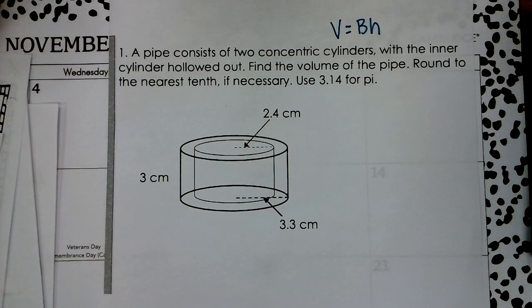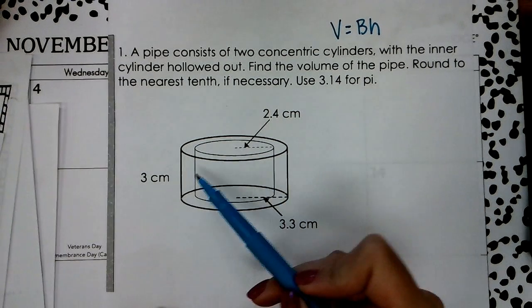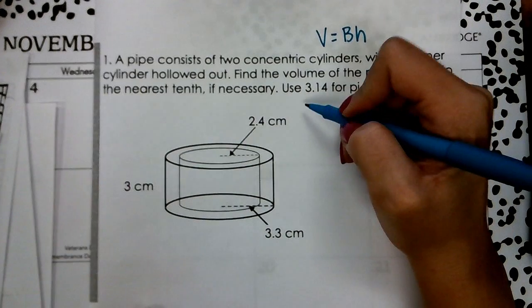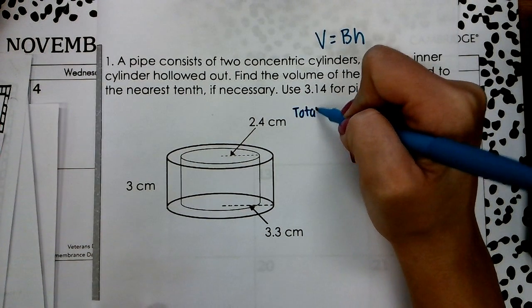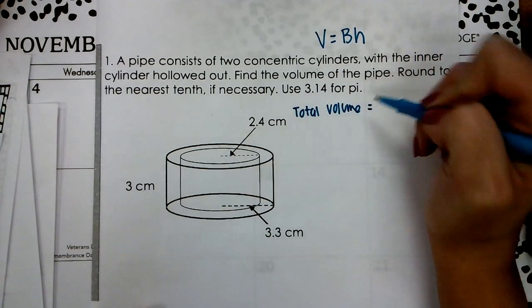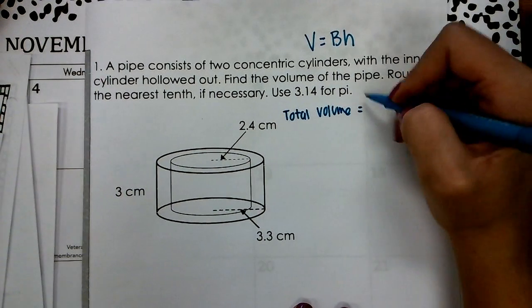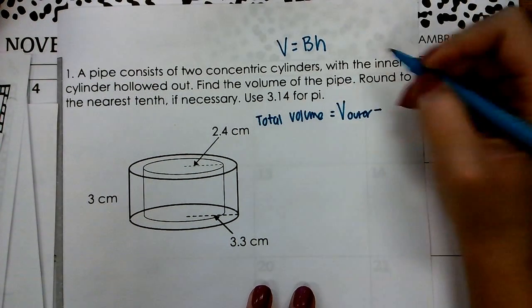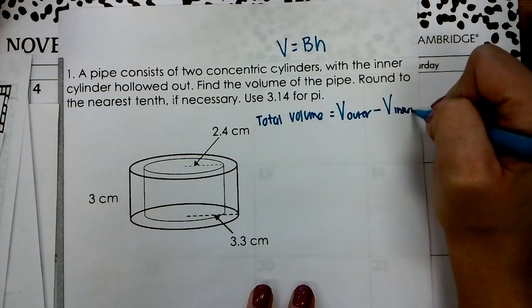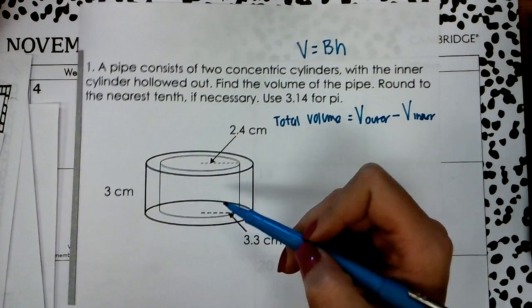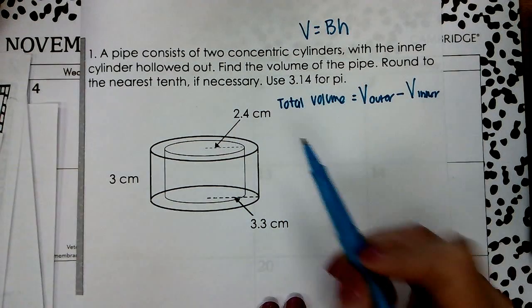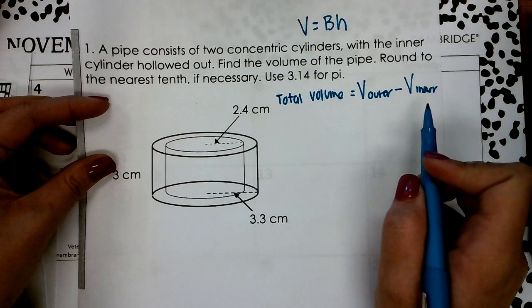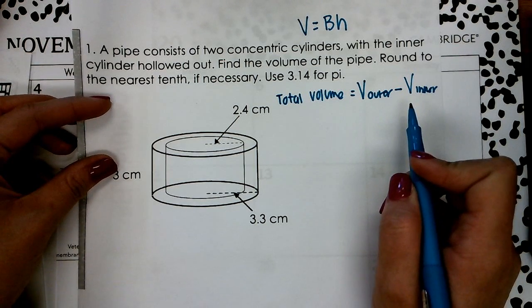So here, this problem is a little bit tricky because we have two cylinders. So what we need to do to find the total volume, we need to find the volume of the outer cylinder, so I'm just going to put V outer, and then we need to subtract the volume of the inner cylinder, since this inner cylinder is hollowed out. So to find the total volume, first we need to find the volume of the outer cylinder, then we need to find the volume of the inner cylinder, and we need to subtract those two values.